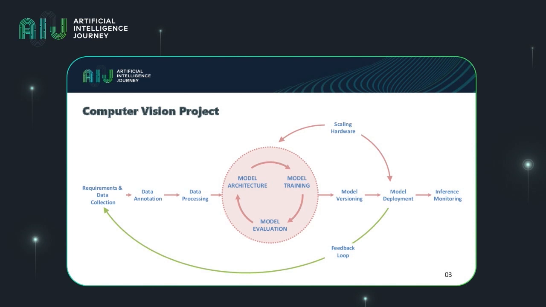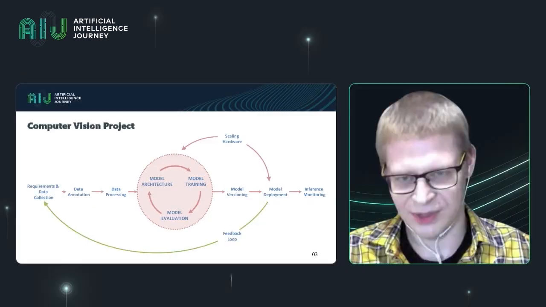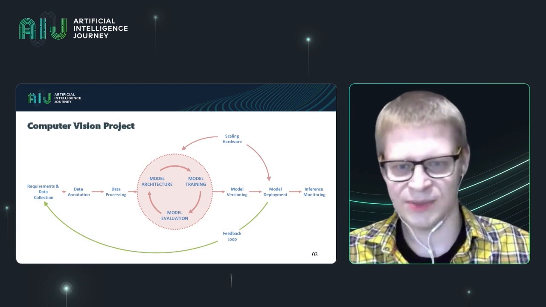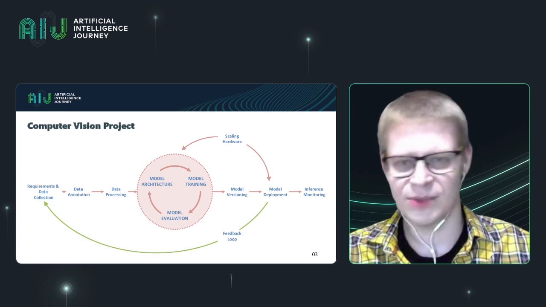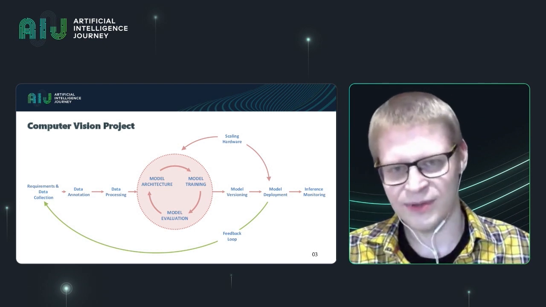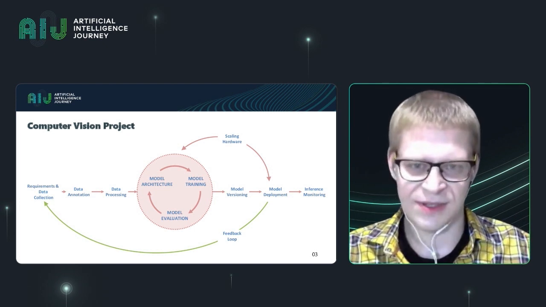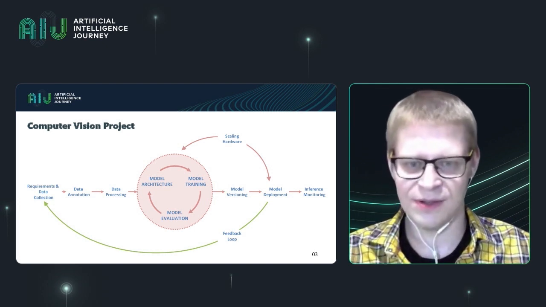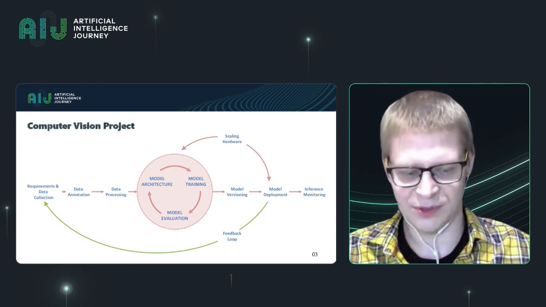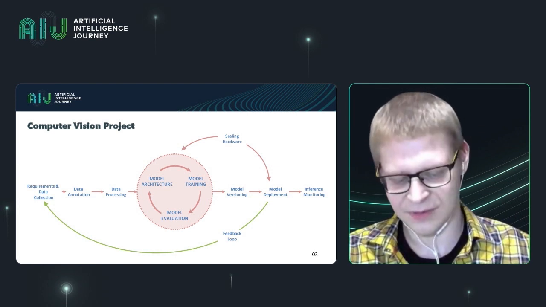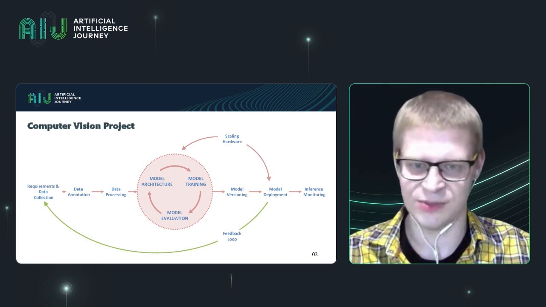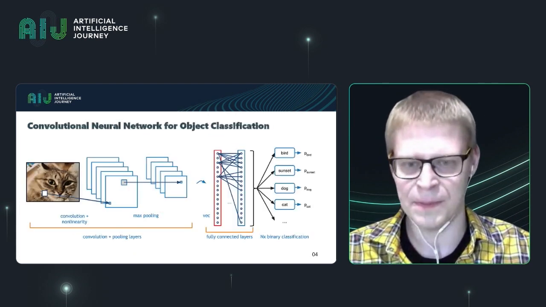The classical computer vision project looks like this. You can find it on the slide or anywhere online. It all starts with the data. Then there's the training loop. We build the model, we train the model, then we make another version of the model, check the quality of the model, check whether it works well in the real environment, in real production, and then we move on. That's a feedback loop.